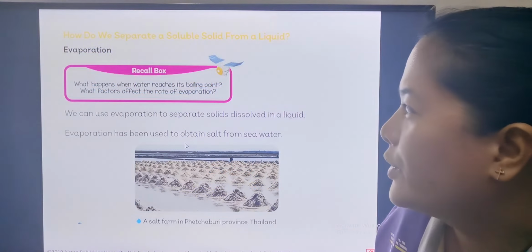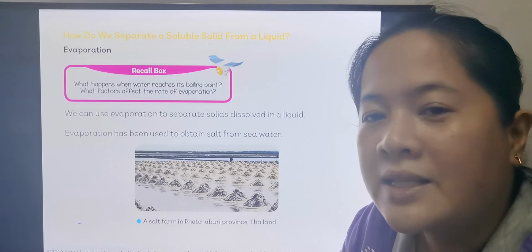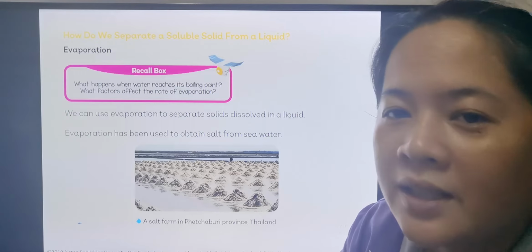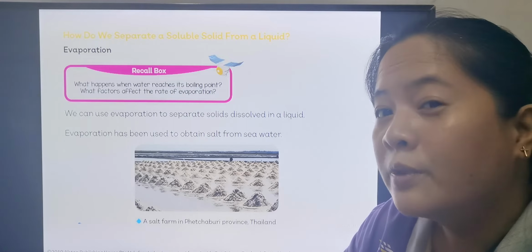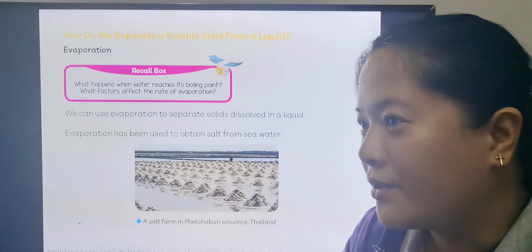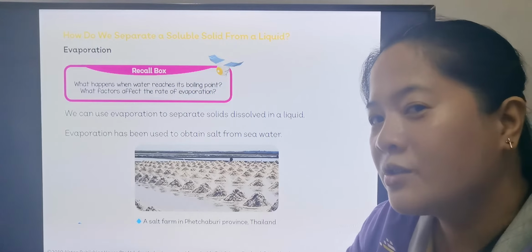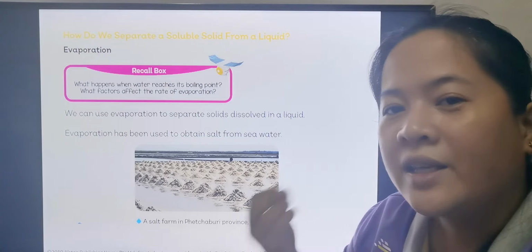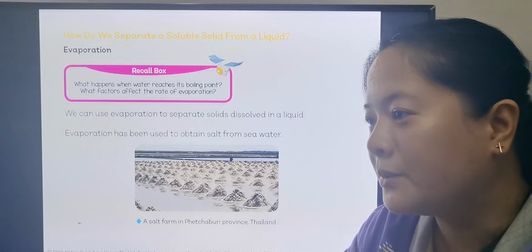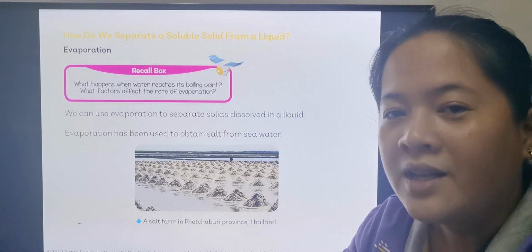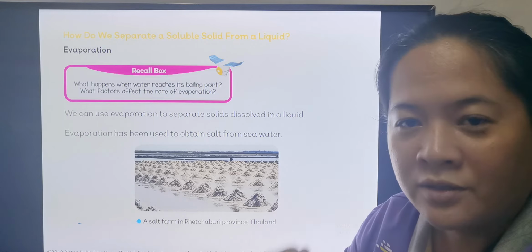So for today we're going to study about evaporation. Evaporation is a separation technique that we can use if we want to separate soluble solids from a liquid. Yesterday it was insoluble, but soluble solids are solids that dissolve when you mix them with liquid. For example, salt. If you mix salt with water, the salt will dissolve in water.